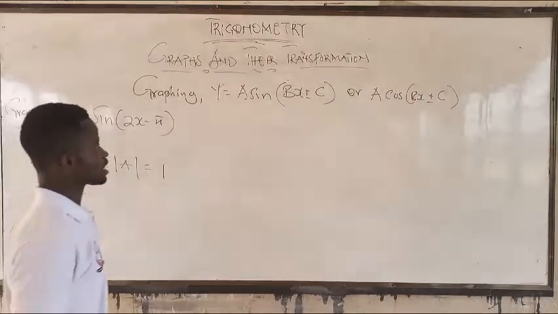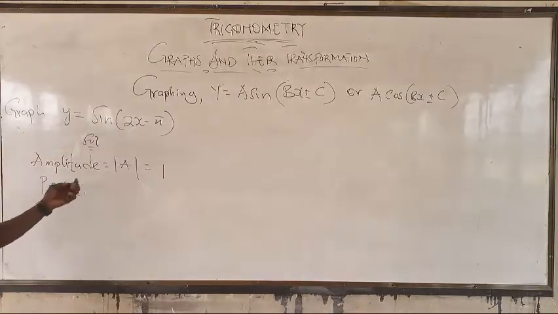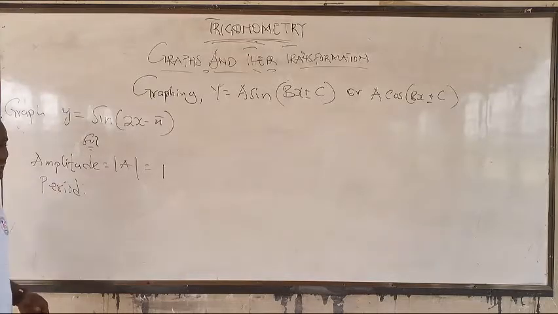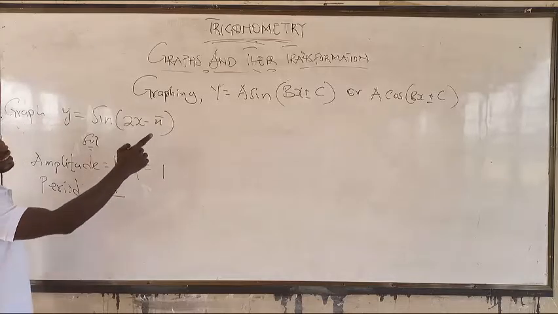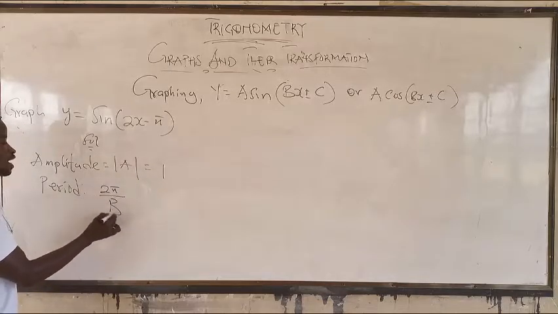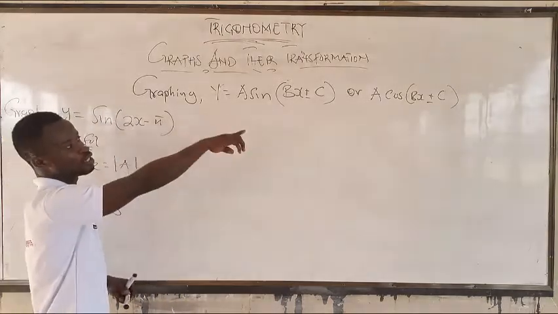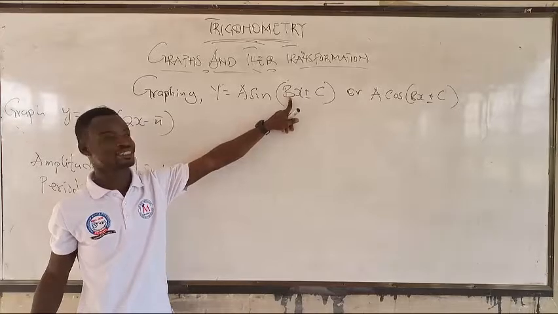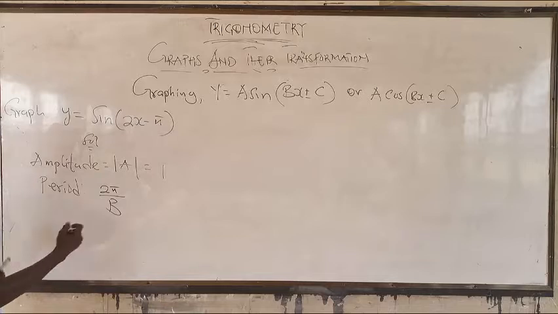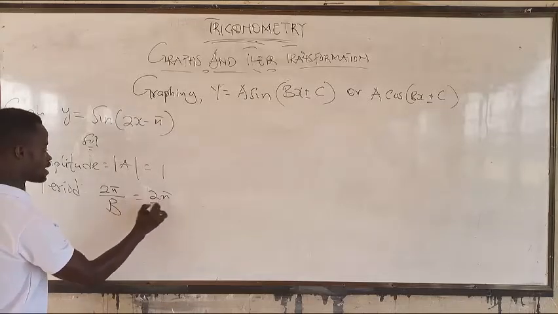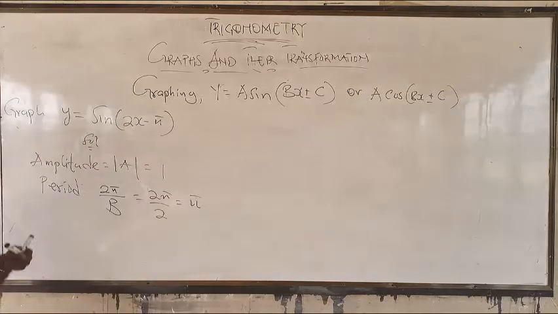So let's look at our first example under that. Very good. So here we have the amplitude to be 1 and the period. You know that the period is in the form 2 pi over b, since we are dealing with sine and cos. So looking at this, compare this to this. What will be the b? You can see that the b will be just 2. Alright. So therefore we have 2 pi over 2, and that is going to give us pi. So the period is pi.